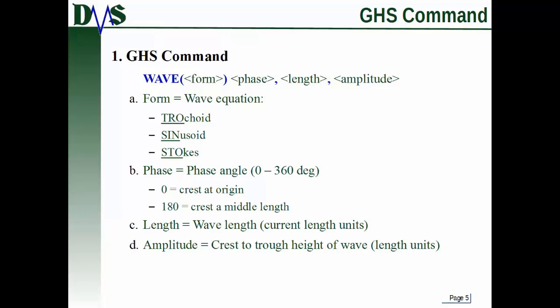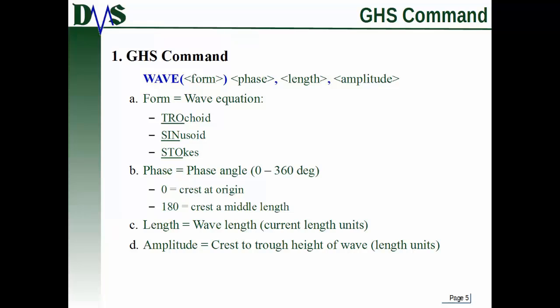Now the phase, that's going to be the phase angle of the wave. This is a number that's between 0 and 360 degrees. So it is measured in degrees. And if you have a phase of 0, then the crest of your wave is going to be wherever your origin is on your model. If you have a phase angle of 180, the crest of the wave will be at the middle of your wavelength.